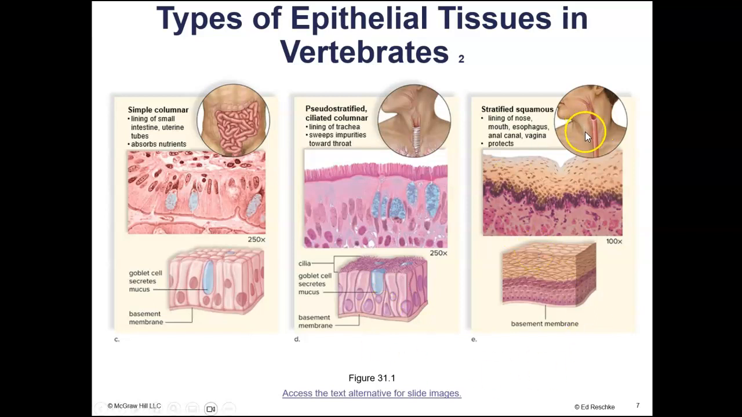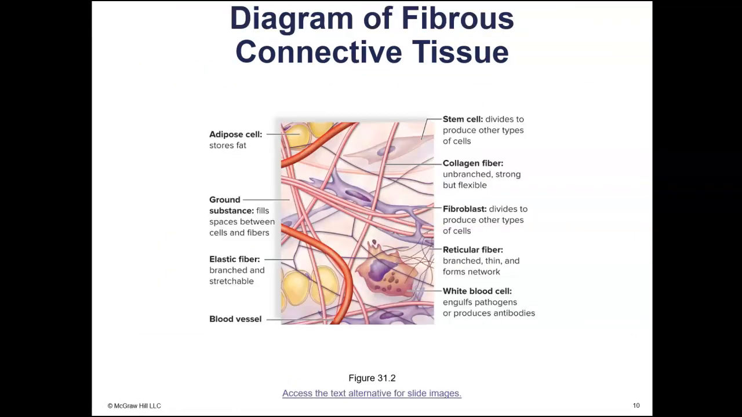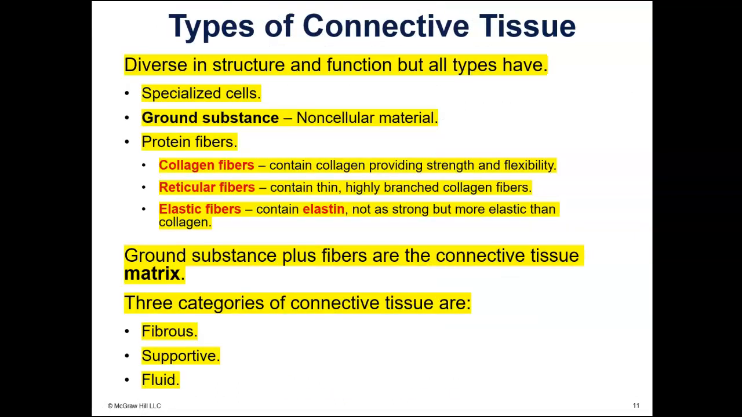And then we have stratified squamous tissue. So this is layers and layers of flat cells, and this tissue forms the epidermis of the skin. Also lines openings, so lines your mouth, your esophagus, anal canal, and vagina. There's a little bit on endocrine and exocrine glands, and then connective tissue.